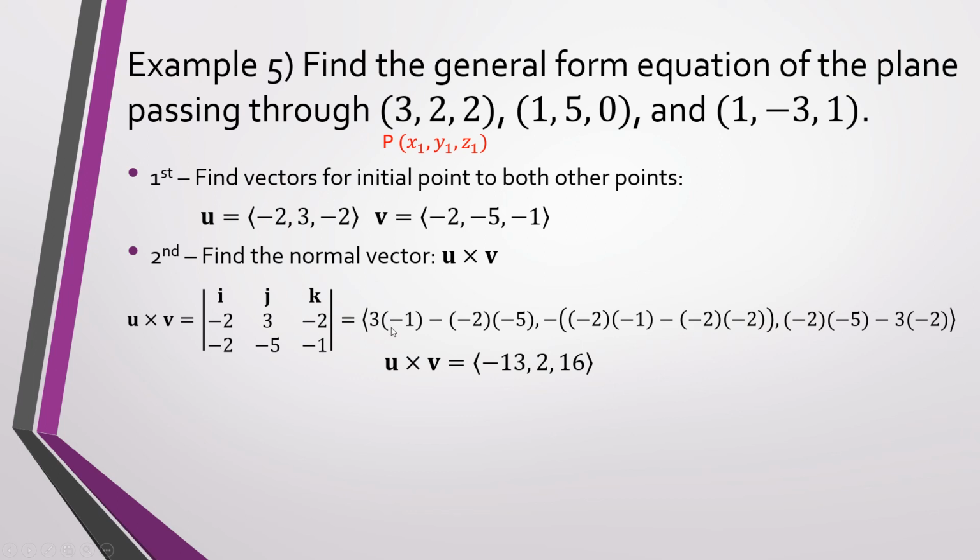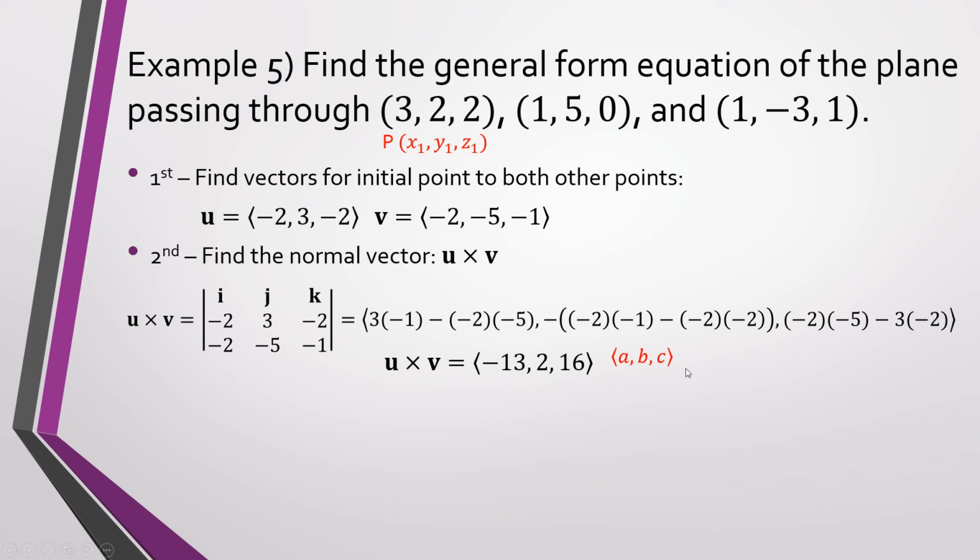3 times negative 1 is negative 3. Negative 2 times negative 5 gives us positive 10. So negative 3 minus 10 is negative 13. Negative 2 times negative 1 is positive 2. Negative 2 times negative 2 is 4. So 2 minus 4 is negative 2, and then when we make it the opposite, we get a positive 2. For our z component, negative 2 times negative 5 is positive 10. 3 times negative 2 is negative 6. So 10 minus negative 6 is positive 16. There's our normal vector.